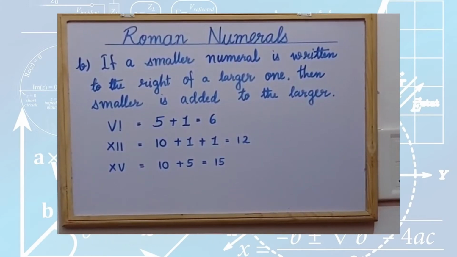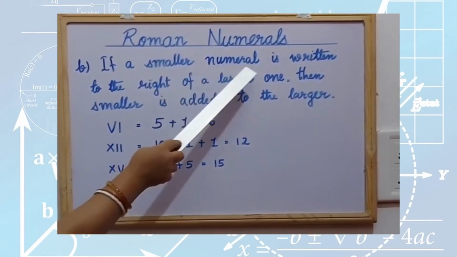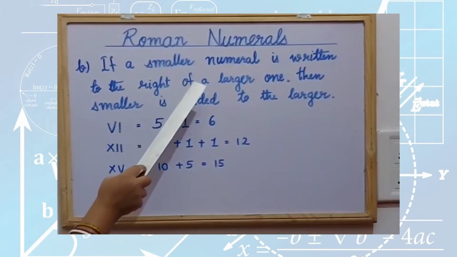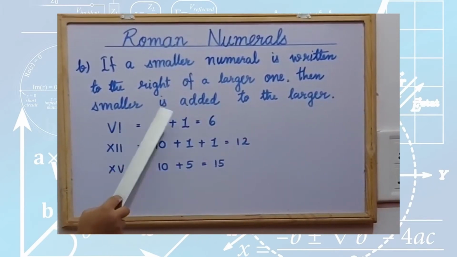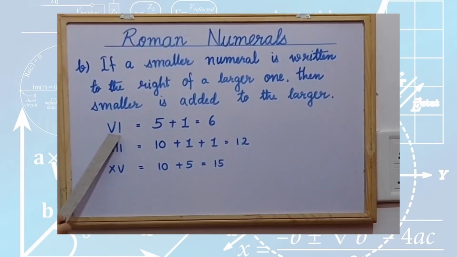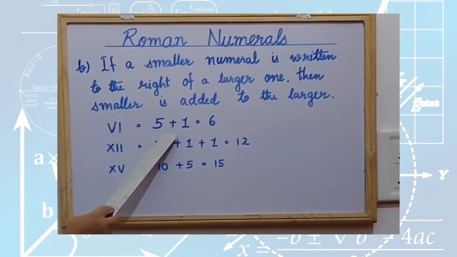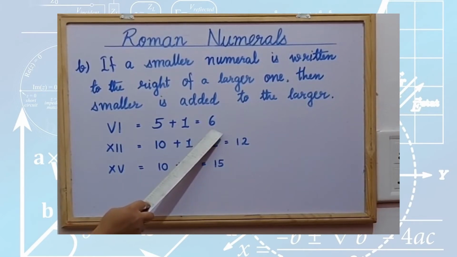Children, the second rule which we are going to study today is: if a smaller numeral is written to the right of the larger number, then the smaller is added to the larger. So you have to remember, see children, this is larger and this is smaller. If the smaller number is written at the right side of the larger number, as in the example we have taken, then it will be added. V and then I. That means you are going to add 5 plus 1. That will make it 6.